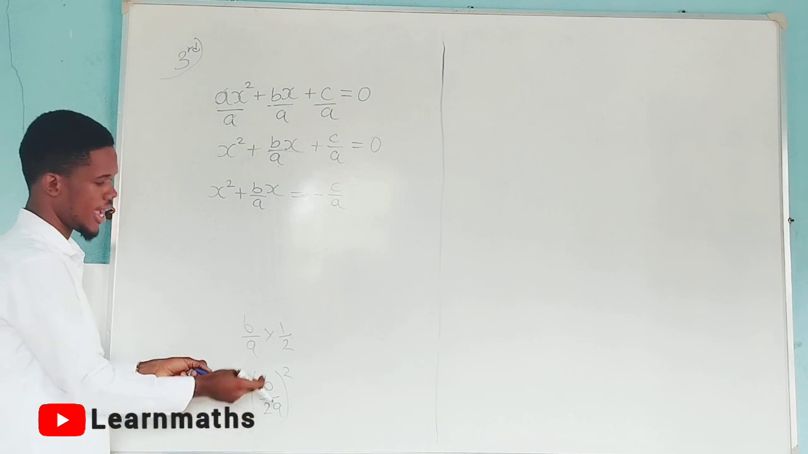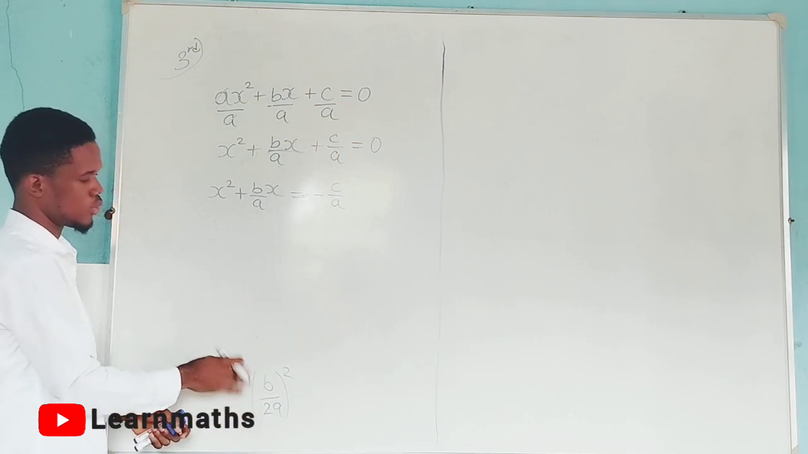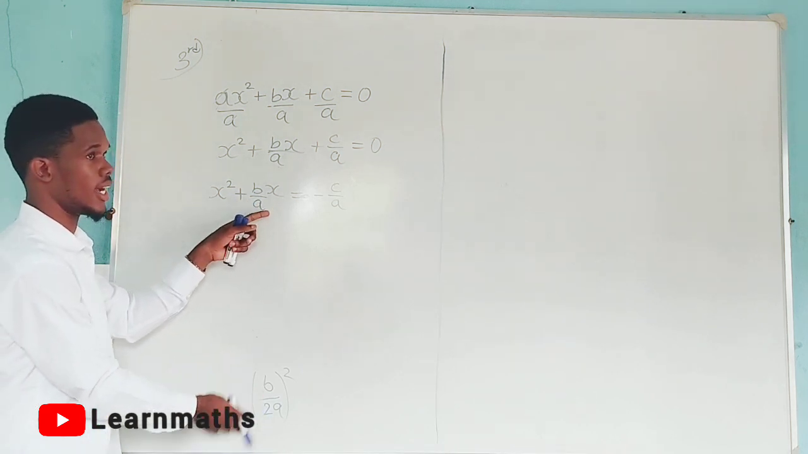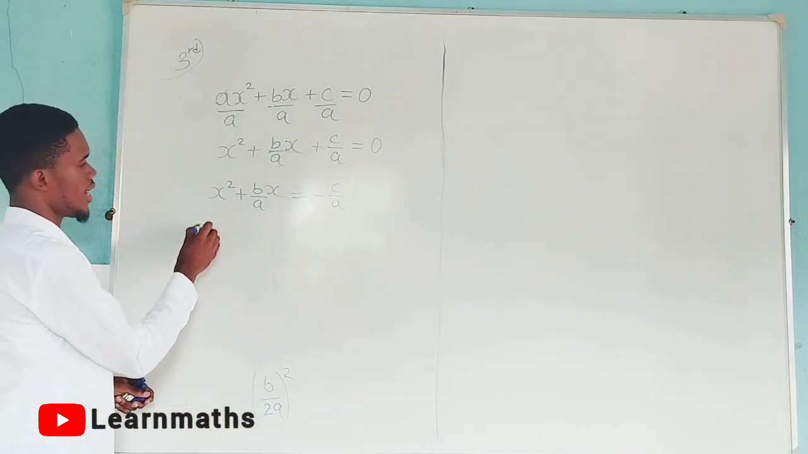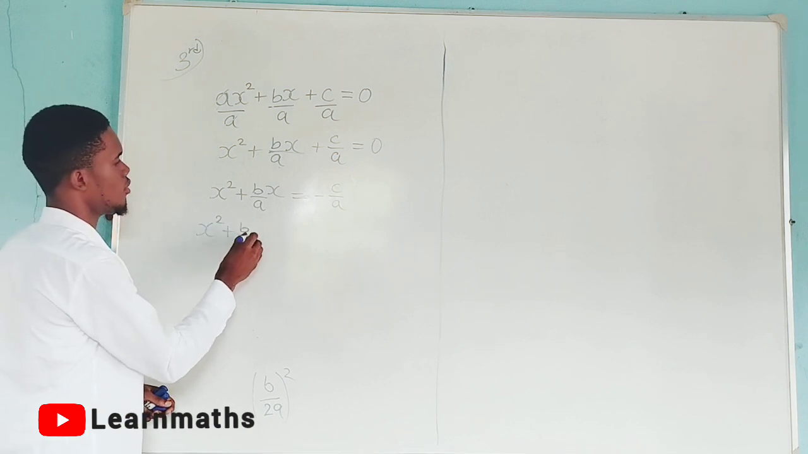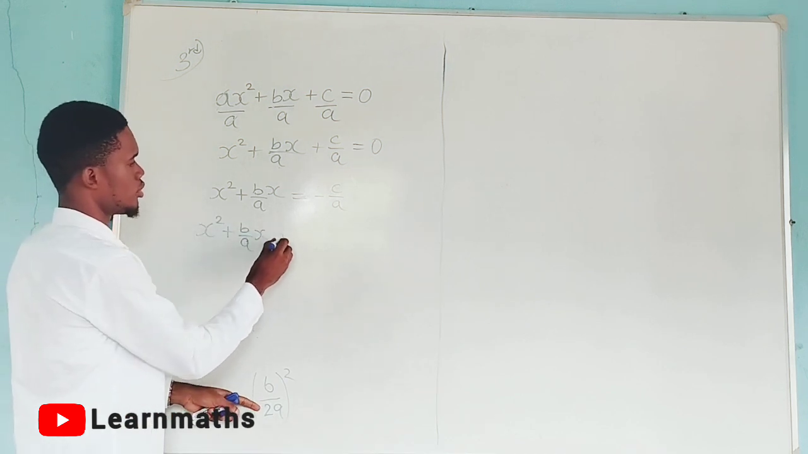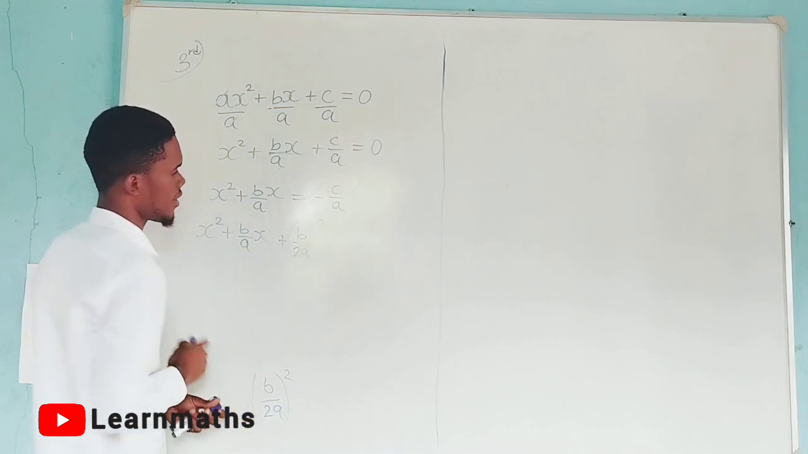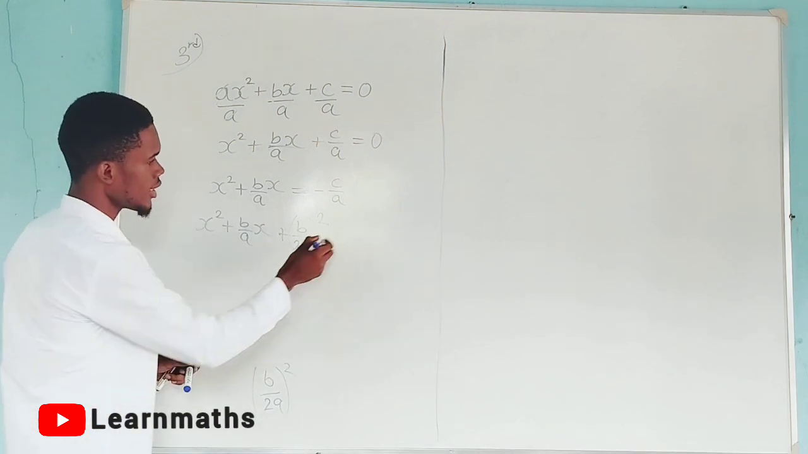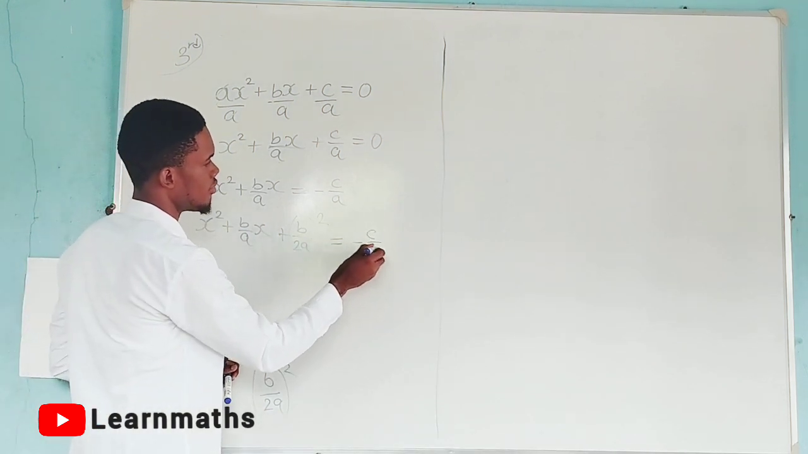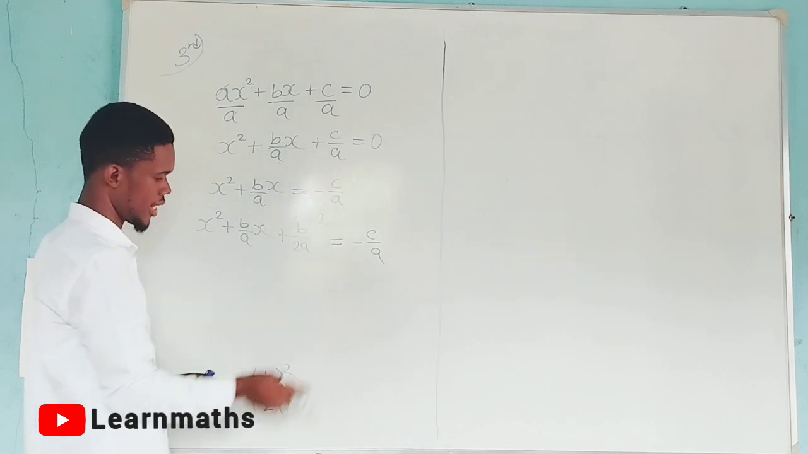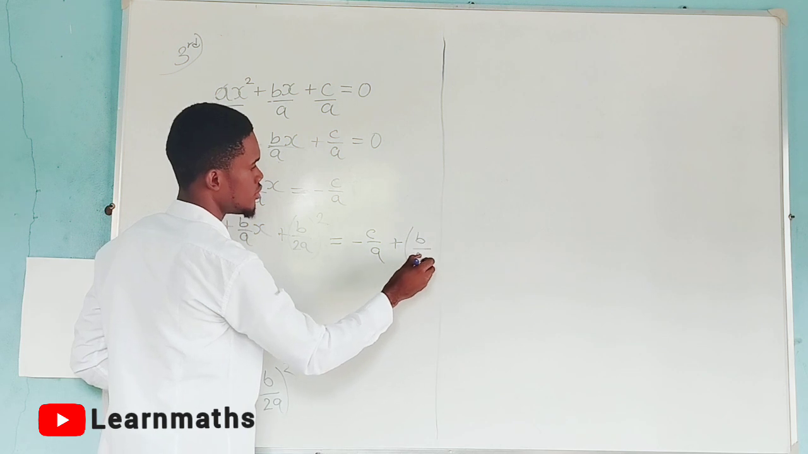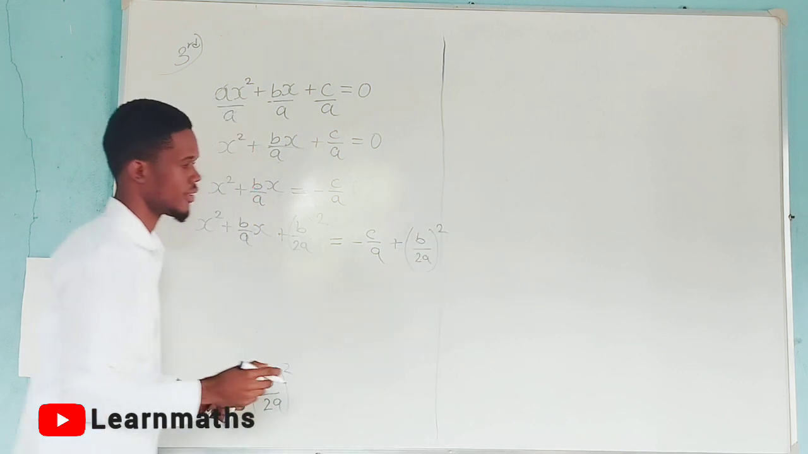Now it's squared. Half the coefficient of x, squared. So this is what I'm adding to both sides, right? Let's add this to this side and also add it to this side. Now adding this to this side, we have x squared plus b over a x plus b over 2a squared, right? Equal to negative c over a. This negative c over a, right? Now let's also add this to this side. So we're going to have plus b over 2a squared, right?